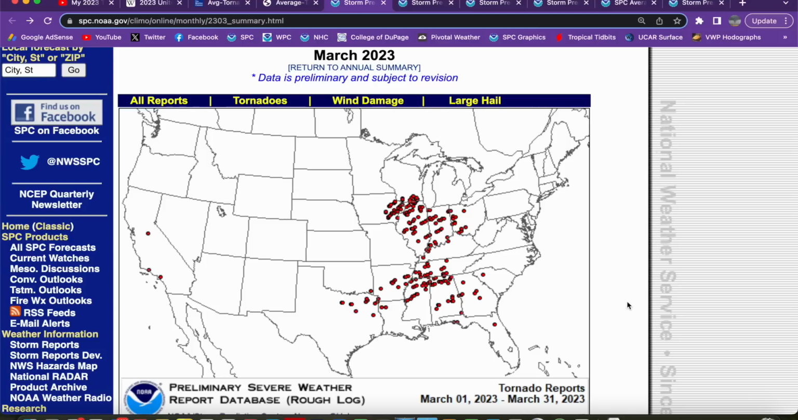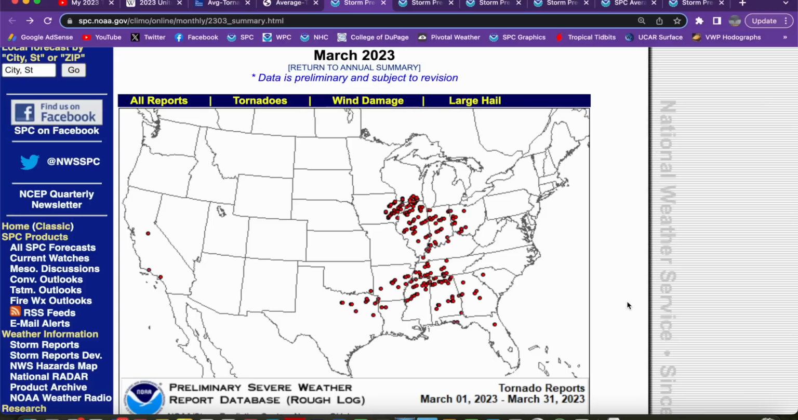But if you were to take out those 163 tornado reports from the total for the month of March, that leaves you with about 90 tornado reports. That's right about average for March in general. So March was a decently active month if you were to take out March 31st. But of course, March 31st vaulted the month of March into the extremely active category this year, at least from a numbers perspective.